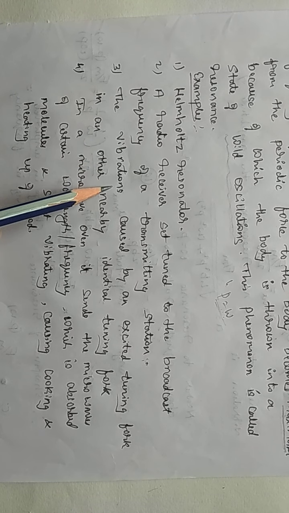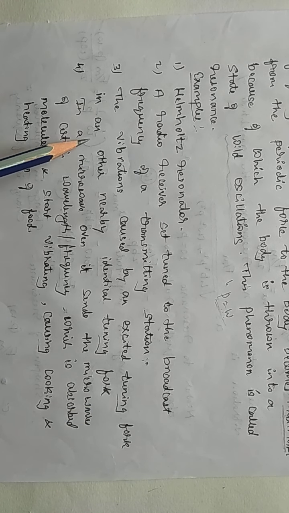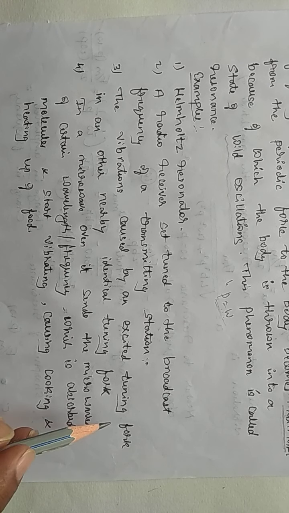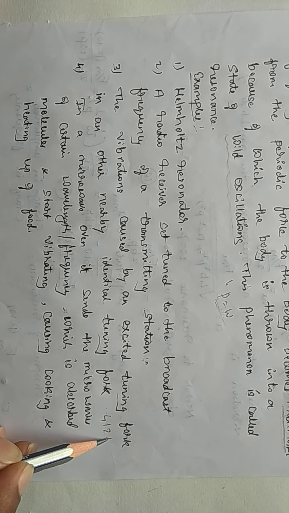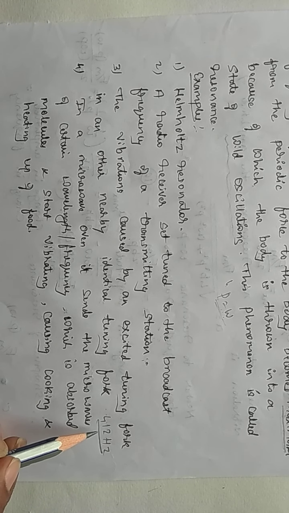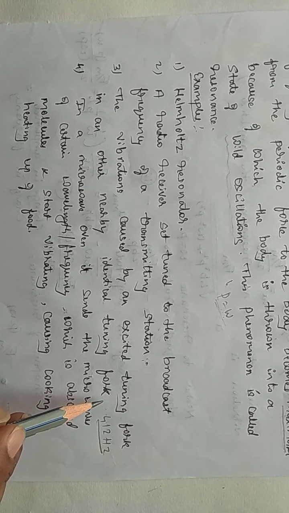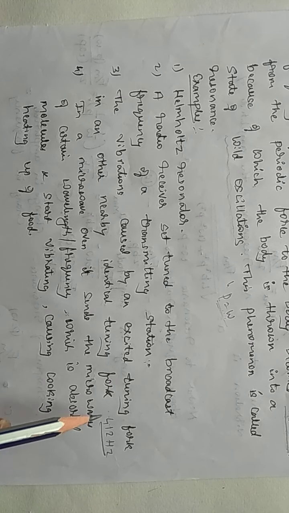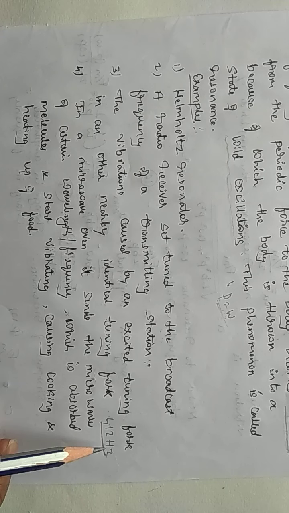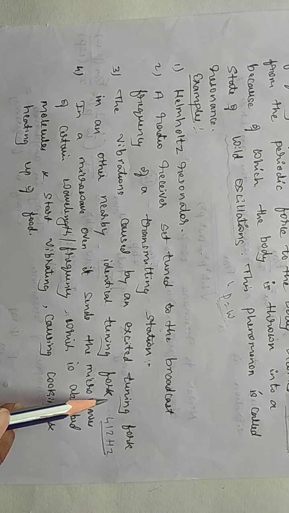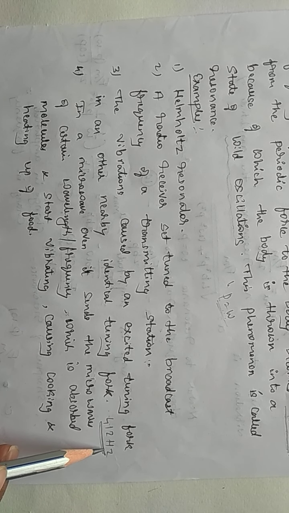Next one is the vibration caused by an excited tuning fork in another nearby identical fork. For example, there is one tuning fork which is already oscillating, and if you bring another tuning fork of the same phase nearby, suppose 412 Hz, one which is already oscillating, and you take another 412 Hz nearer to it, the prong which is oscillating will set the oscillation in the second tuning fork. This is how the energy transfer takes place because of the same phase match condition, because both are of the same frequency.